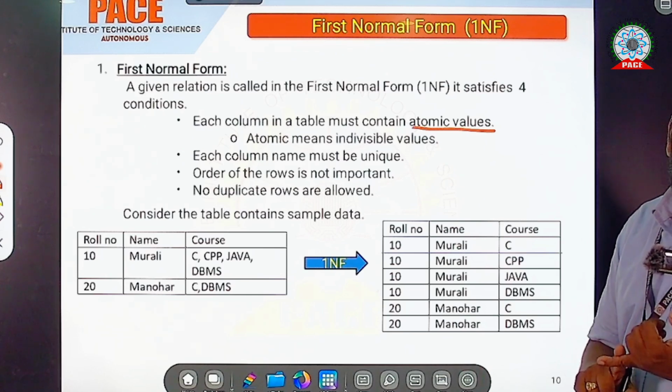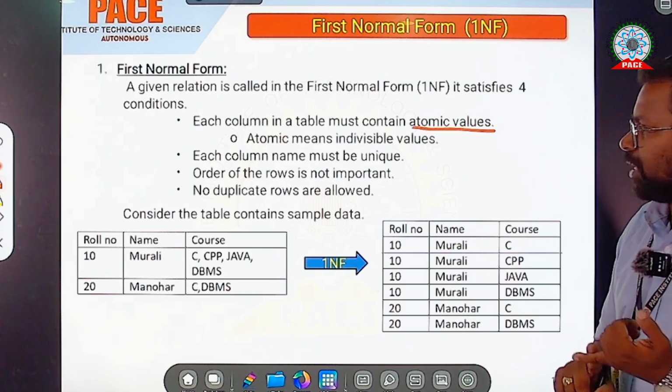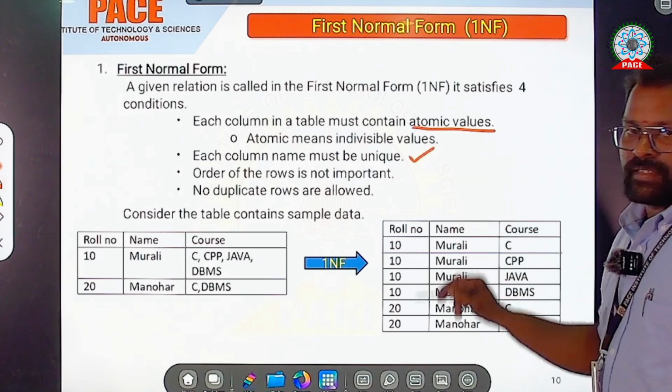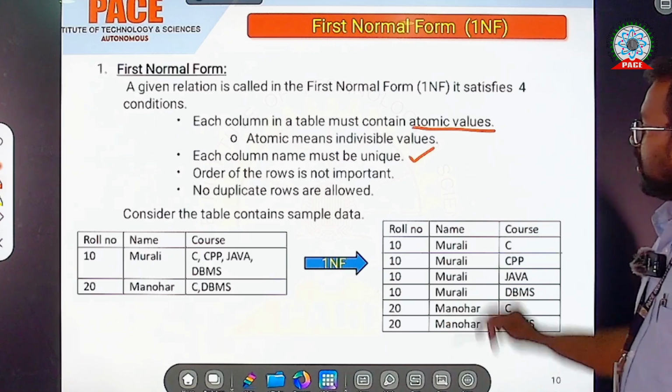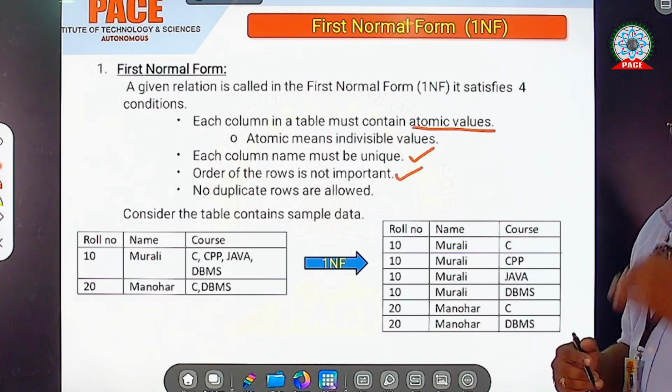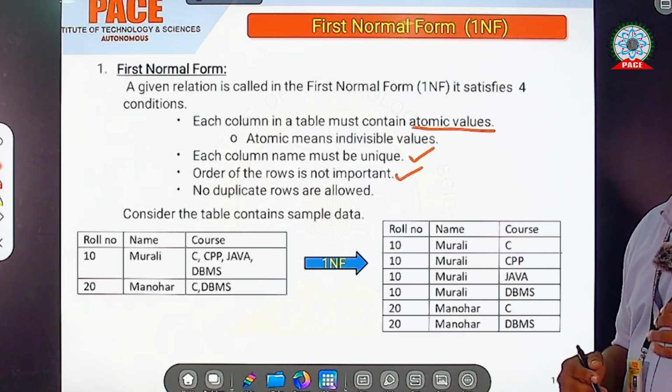The second condition is that each column name must be unique. The third condition is that row order is not important. We can place the first record as the second record, or the third record as the first record. It won't be a problem. And duplicate rows are not allowed.